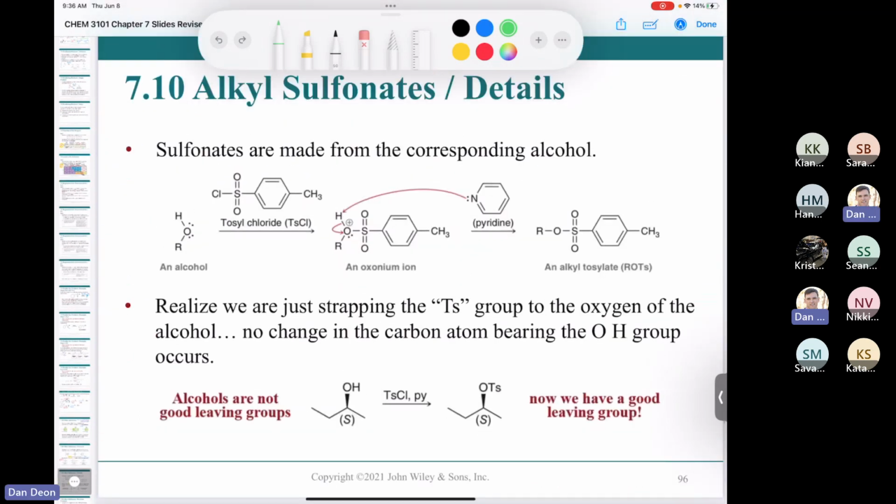So how do you make a sulfonate? You make it from the corresponding alcohol, and then you also need pyridine to function as a base to do the proton transfer that you see here in the second step. So the first step is essentially just a nucleophilic attack and a loss of leaving group. And then you get a proton transfer in the second step. So it says here that we're just strapping the TS group on the oxygen of the alcohol, and so there's no change in the stereochemistry of the carbon-oxygen bond.